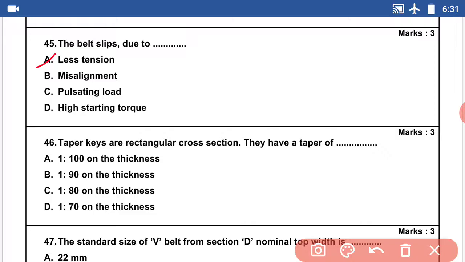They have a taper of dash. This question answer 1:100 on the thickness. Option A correct answer, 1:100. Question number 47.